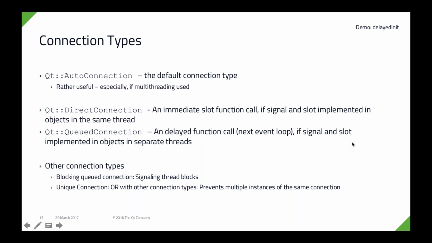Performance of auto connection versus direct connection. Good question. So direct connection, of course, is calling a function directly. An auto connection will at runtime select between the direct connection or the queued connection. So really the performance difference is the direct connection versus the queued connection. Of course, for actually calling that connection, the queued connection is going to be slower because it's going through the event loop, whereas the direct connection will be a lot faster.